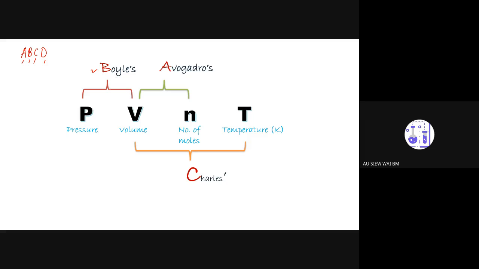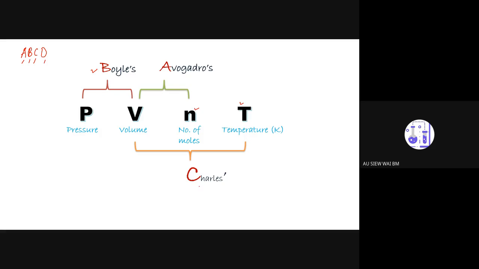For Boyle's law, it relates P with V. So if you want to state Boyle's law, we know that Boyle's law states that pressure is inversely proportional to the volume. Right? It relates these 2 things. But you cannot ignore the other 2 variables, you still must mention them. For a gas at constant number of moles and constant temperature, the pressure of the gas is inversely proportional to its volume. Clear?